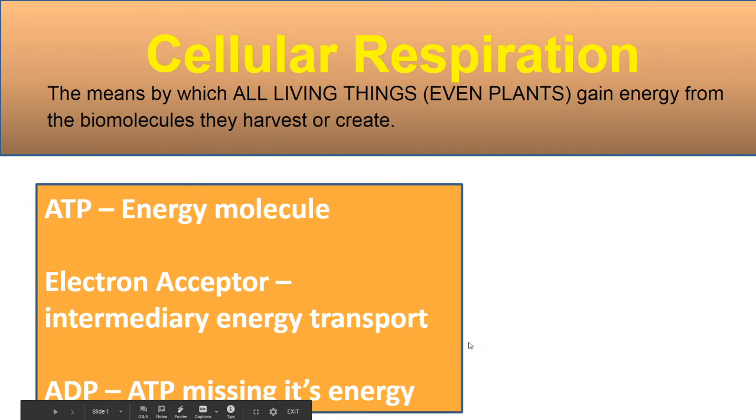And so this is the cycle we're going to see. ATP will break, that energy will be picked up by an electron acceptor, it will be utilized somewhere, and then we're going to have a process to recharge the ADP, turning it back into ATP.